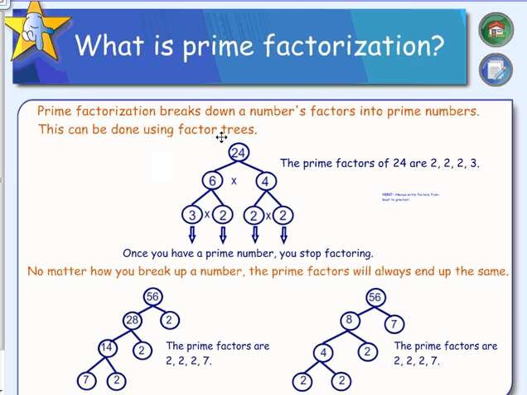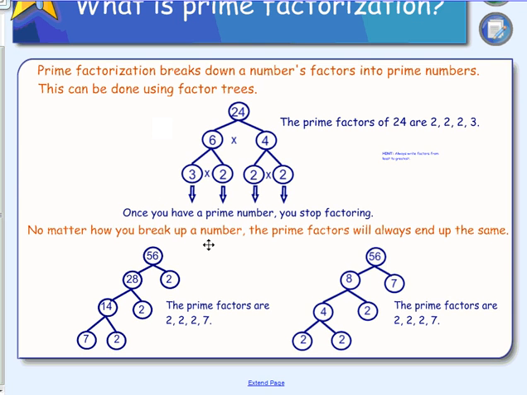So with factor trees, we can break 24 into 6 and 4. It does not have to be 6 and 4. It could be 2 and 12. And break 6 down even further to its prime numbers, 3 and 2, 2 and 2. Once you have a prime number, you stop factoring. That means that you do not have to break 2 down into 2 and 1. Okay?